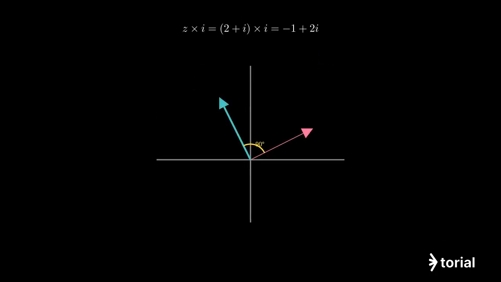The animation shows the 90-degree rotation that occurs when we multiply by i, transforming 2 plus i into -1 plus 2i.